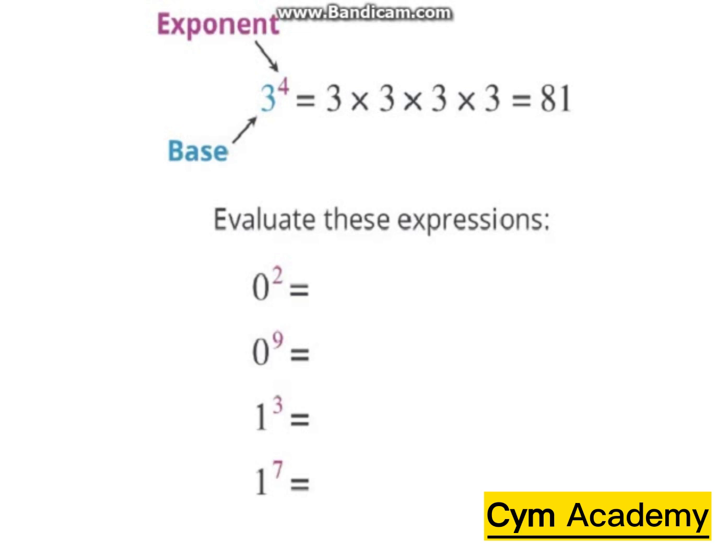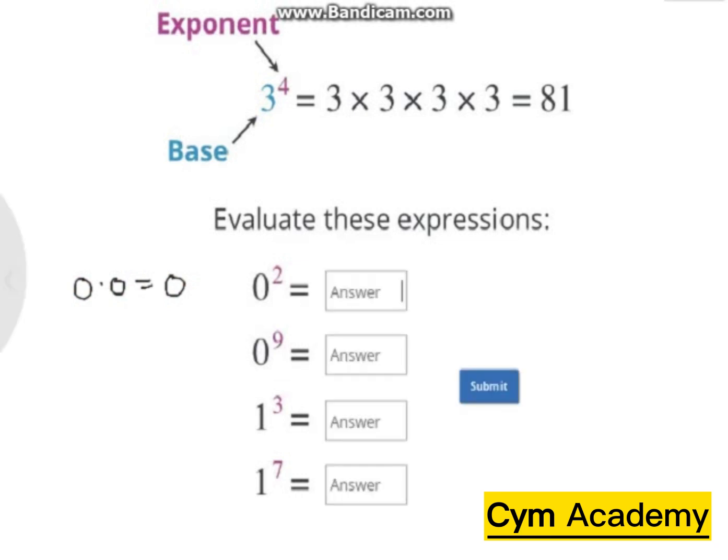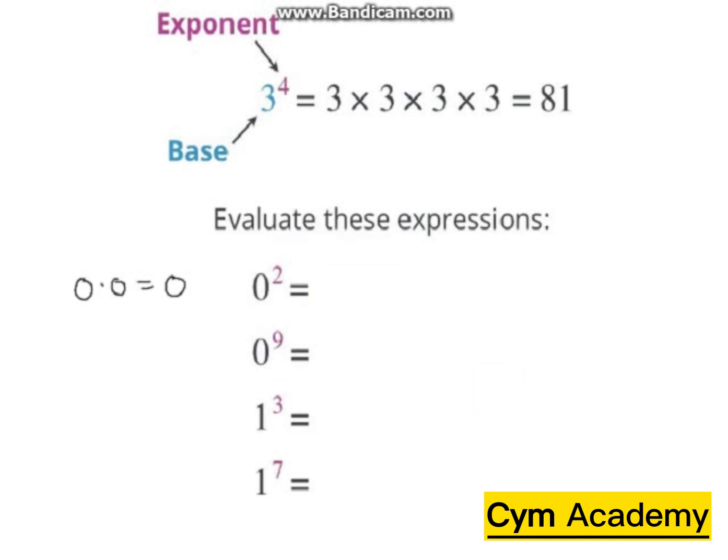If we raise 0 to the second power, that's 0 times 0, which is just 0. What happens when we raise 0 to the ninth power? 1 to the third power is 1 times 1 times 1. And 1 times 1 is 1, and if we multiply that by 1, we still have 1. So 1 to the third power is 1. Why don't you try the last two?